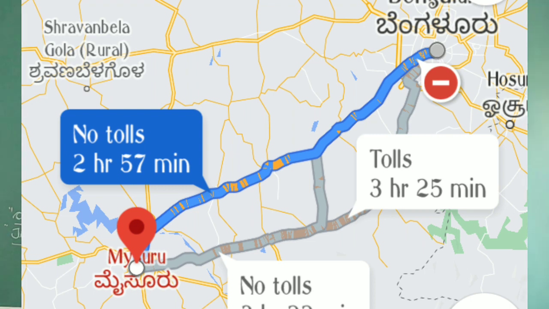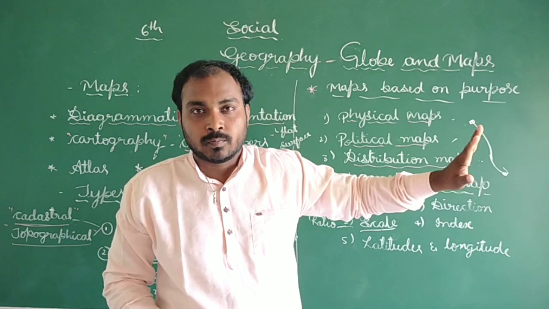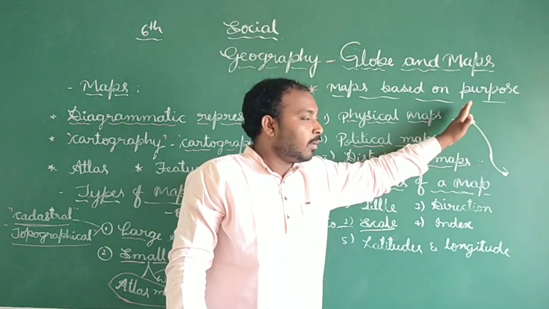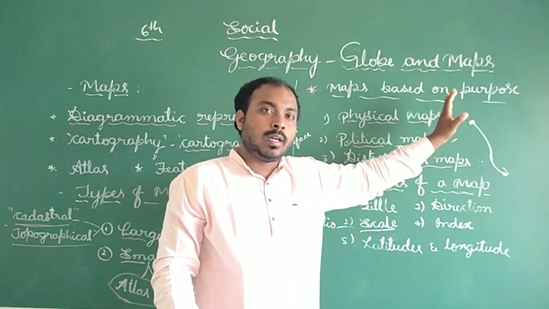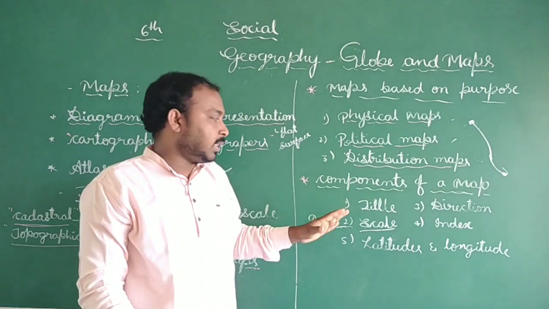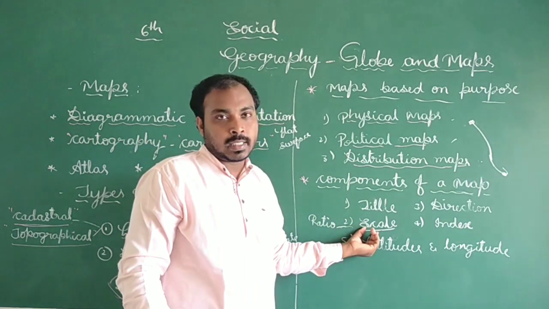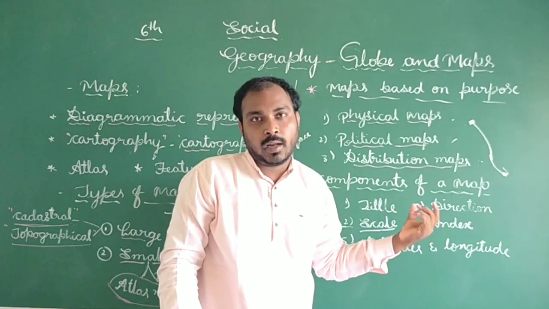Between the two points, the distance is very small compared to the actual distance on the ground. To learn the actual distance between two places, we need to have the scale. The scale is a very important component of the map.